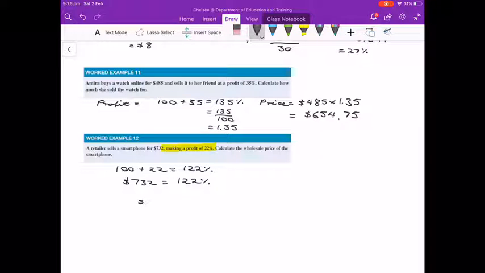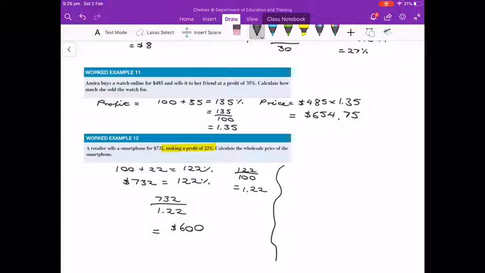So how we find the original price of the smartphone before it made the profit, we have to go through and divide that by 100 to get it to a decimal first. And we divide it by 1.22. And what that does is that takes you to the original price before the 22% was added. And it was $600. And I'm going to show you how to check that now.